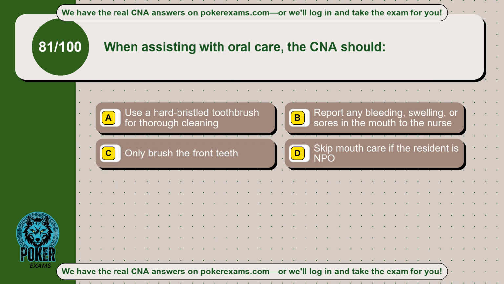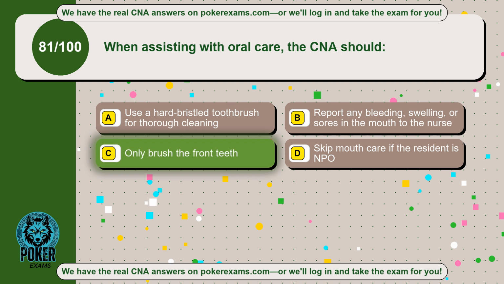Question 81. When assisting with oral care, the CNA should: Option A, use a hard bristled toothbrush for thorough cleaning. Option B, report any bleeding, swelling, or sores in the mouth to the nurse. Option C, only brush the front teeth. Option D, skip mouth care if the resident is NPO. The correct answer is option C, only brush the front teeth.